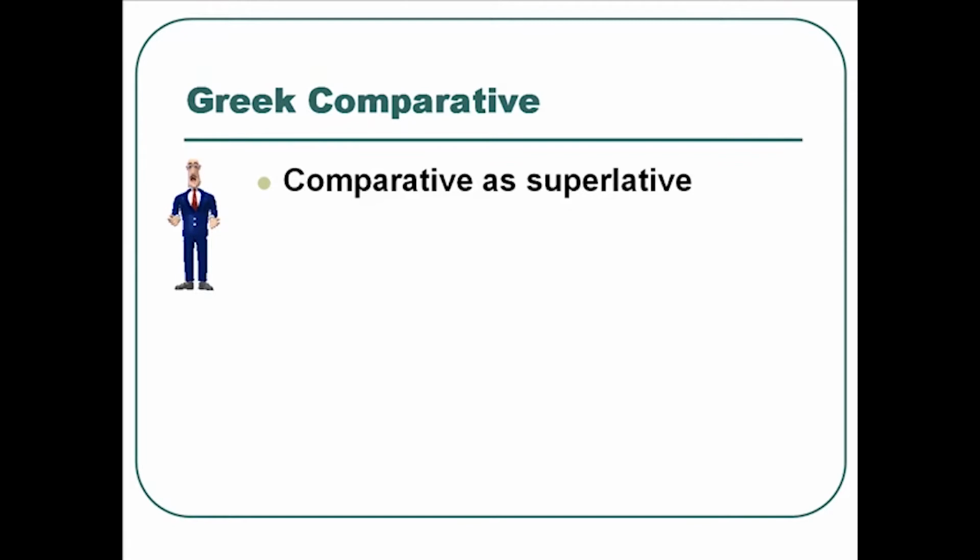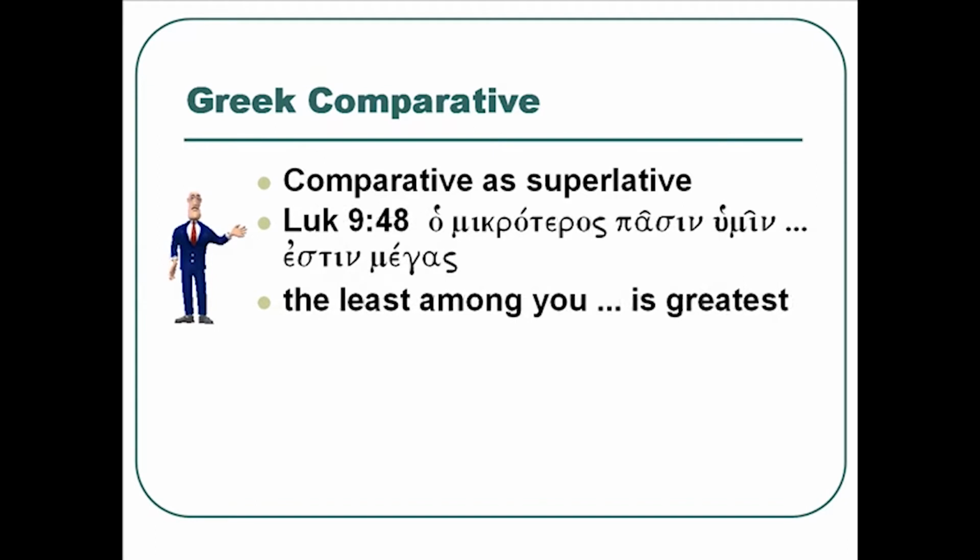Now the Greek comparative can also be used as a superlative. So for example, in Luke 9:48, we have ho mikroteros en pasin humin estin megas. It means the least. Mikroteros, it's not the lesser, it's the least among you, among all of you, is the greatest, is the megas. And so you see here that the teros ending, which should be comparative, actually is used in the sense of the least, which is a superlative.